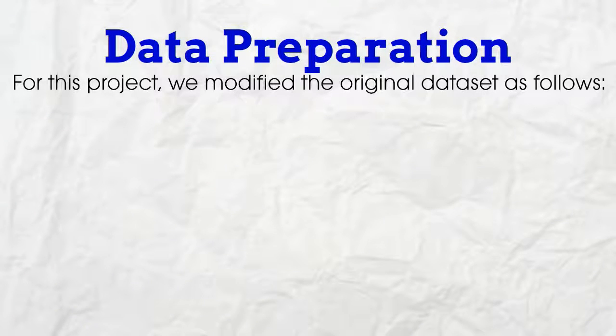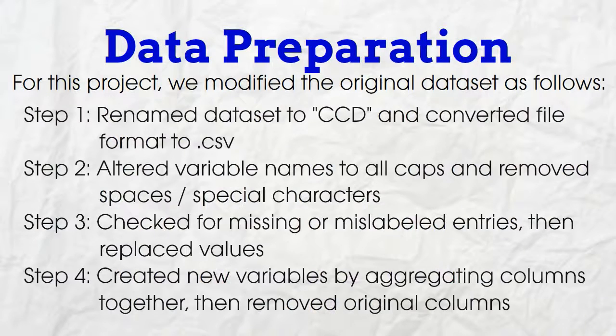For this project, I modified the original dataset as follows. First, I renamed the dataset to CCD for credit card default and converted the file format to .csv, which is comma separated value. And I did this just because it makes it more compatible with analytics software. It's much easier to import and deal with. Next, I altered the variable names to all caps and removed spaces and special characters. Again, I just did that for an easier data import.